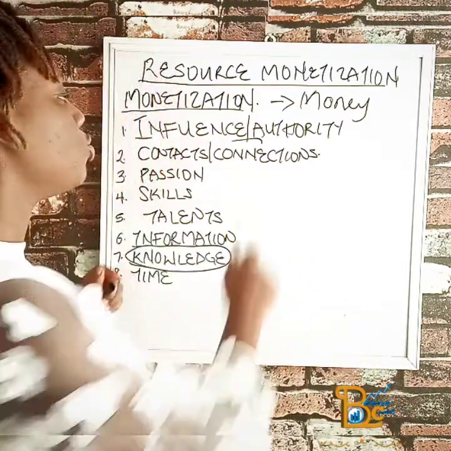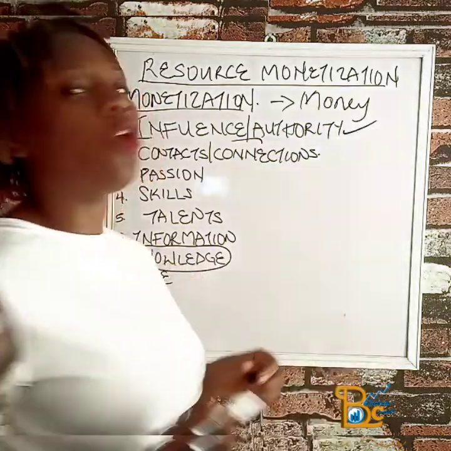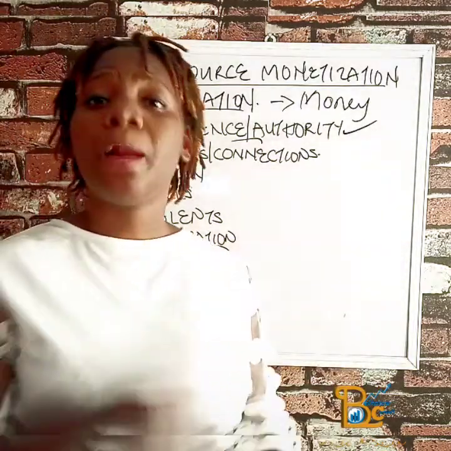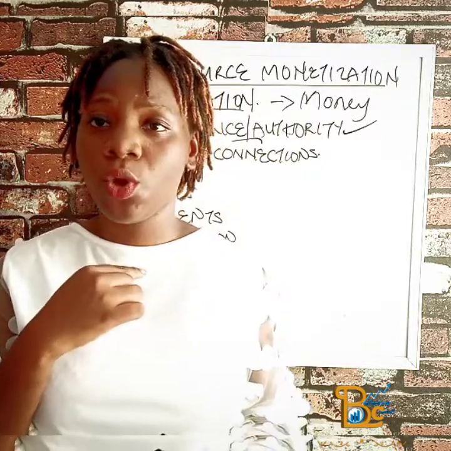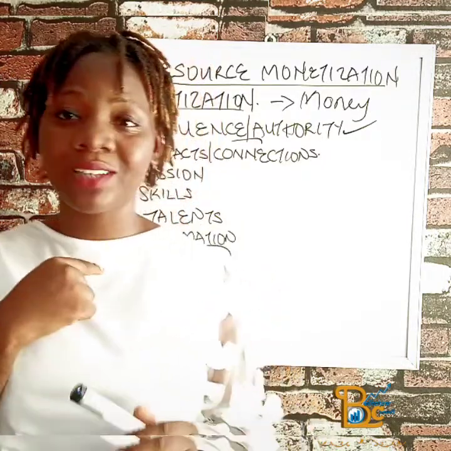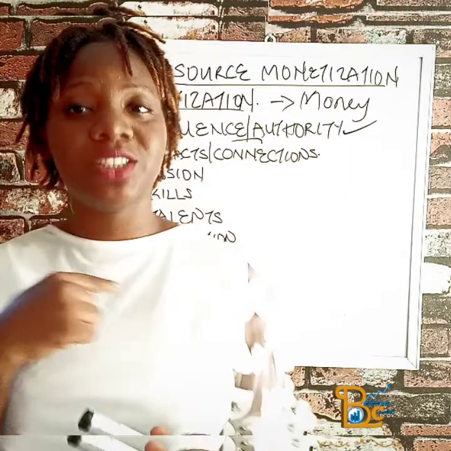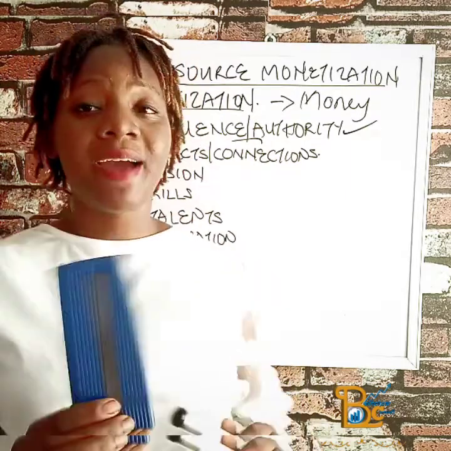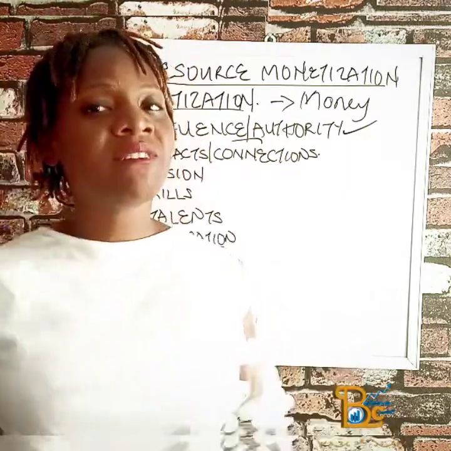So let's look at number 2. Number 2 is your contacts and your connections. As I said earlier, there are people you know that I don't know. You have access to people that I don't have access to. And there are people that I have access to that I can just pick up my phone and give a call, and you don't have access to such people.